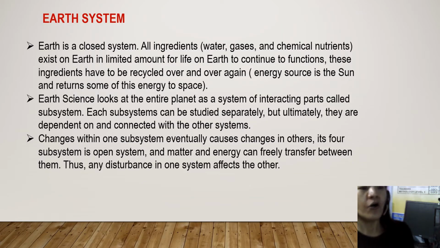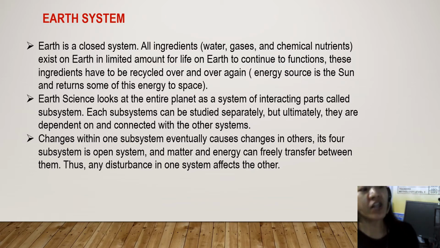Now, Earth system. So the Earth system is a closed system. Remember, the Earth is a closed system. All ingredients, we have water, gases, and chemical nutrients, exist on Earth in limited amounts for life on Earth to continue to function. These ingredients have to be recycled over and over again. So try to put this in mind that all ingredients on Earth are to be recycled over and over again. The energy source is the sun, and Earth returns some of this energy to space.